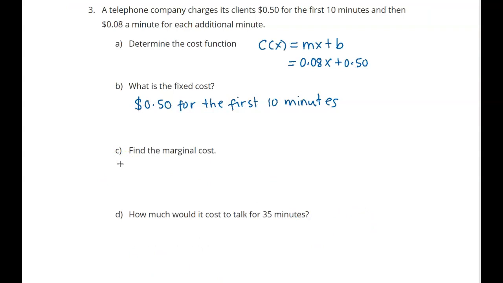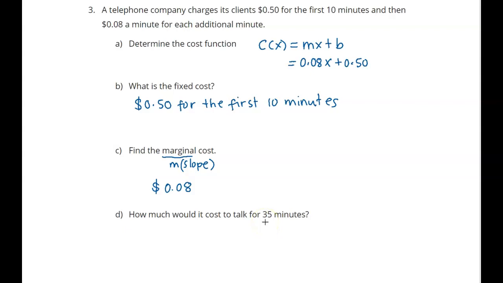The next, what is the marginal cost? This marginal cost is just actually the slope. That is just the slope. So in this case, if you look at the cost function, the slope is 0.08. So the marginal cost is 0.08 per additional minute.